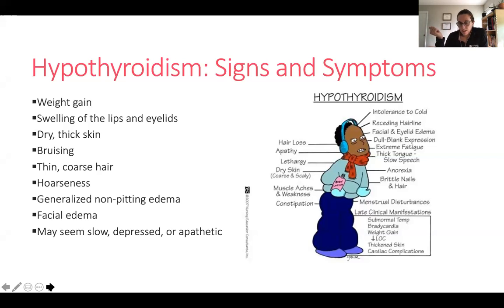They will also have thin and coarse hair. They can have hoarseness, and non-pitting edema that is generalized, so different from Cushing's where it's just focused in the abdomen. They can have facial edema, so the myxedema. And their affect will be kind of slow and low, kind of apathetic. They will also have pallor associated with anemia. And then they can have menstrual irregularities. They can have numbness and tingling of the arms and legs, and intolerance to cold.